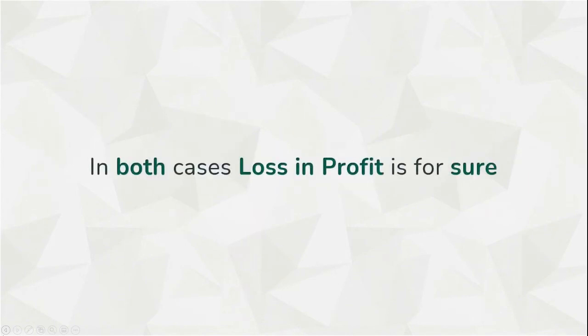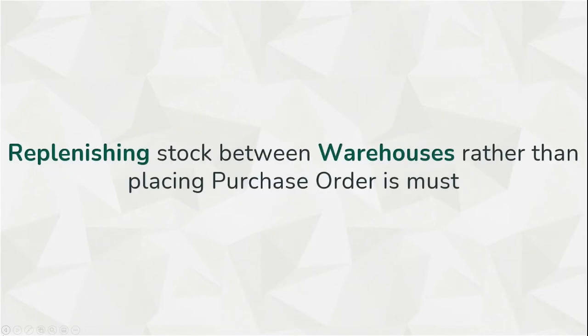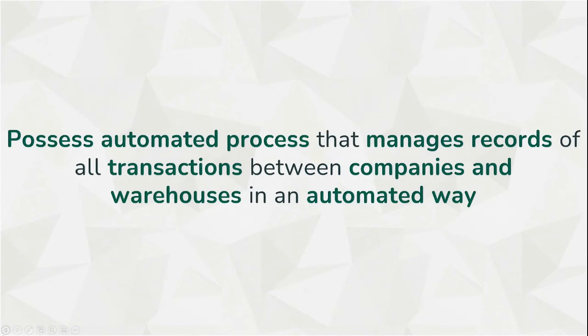In both cases, loss in profit is for sure. The one being out of stock will lose sales, while huge cash will be put on hold in the one being overstocked. So, replenishing stock to maintain optimum inventory between the warehouses, rather than placing a purchase order every time, is a must. And so, there also arises the need to possess an automated process that manages records of all transactions between the companies and warehouses in an automated way.